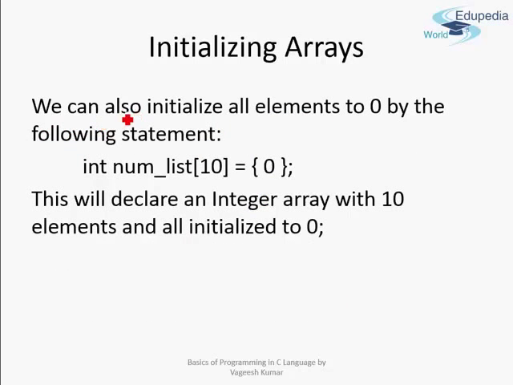We can also initialize all the elements to a particular value, say 0, by the following statement. Now what does this statement do? Suppose we have 10 elements in an array. It is not always practical to write one value for each element, so we can follow this shortcut when we have to initialize all the elements to the same value.